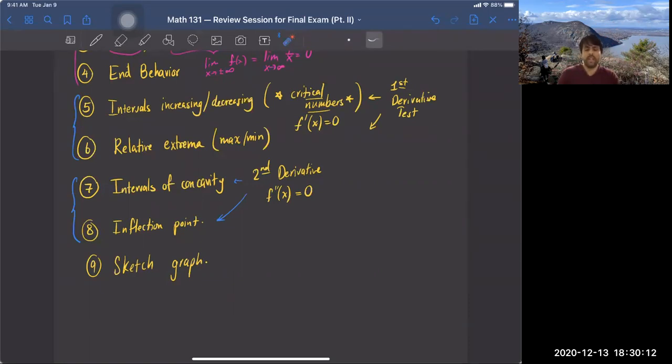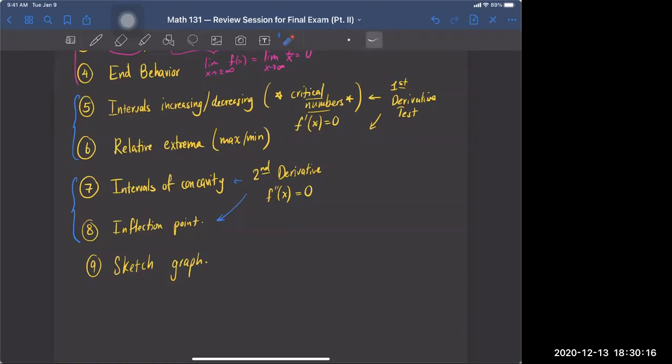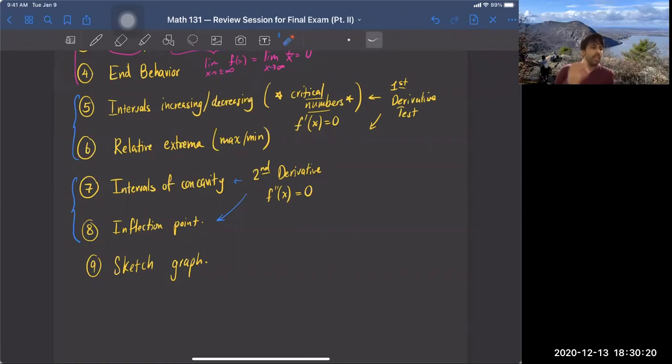This is just, do you guys know how to find intervals of increasing, decreasing? Do you guys know how to find relative extrema? Do you guys know how to find intervals of concavity? Do you guys know how to do that? If you guys do, then you should be all right. If you want to challenge yourself, then yeah, go do the hard ones.